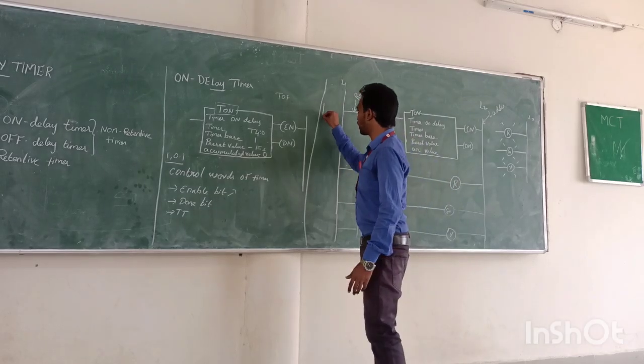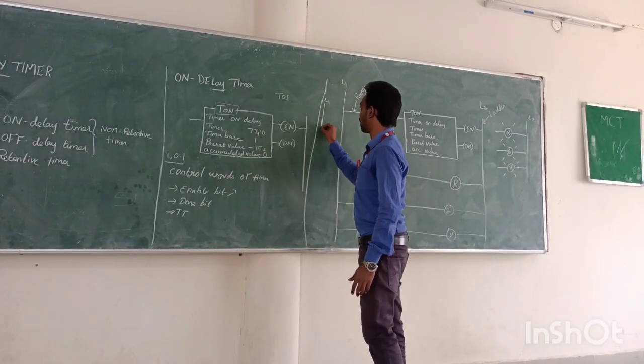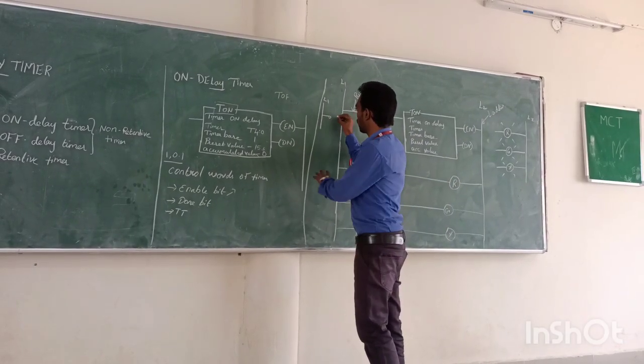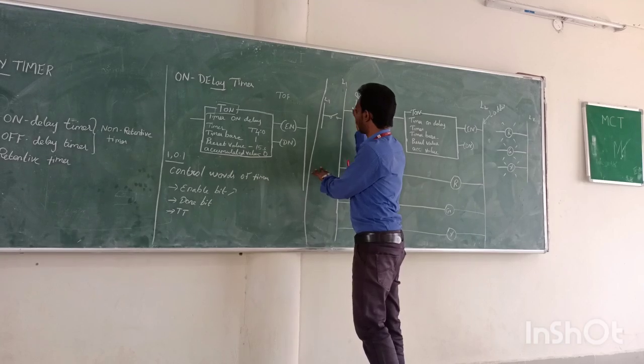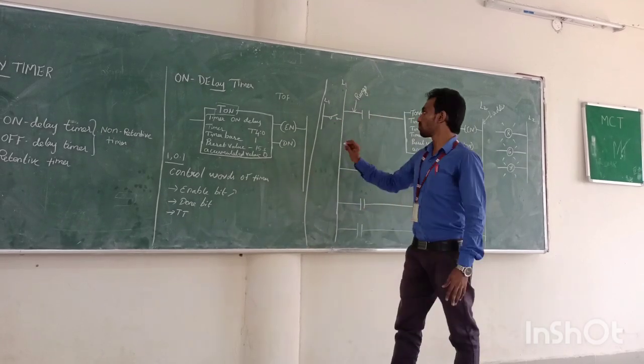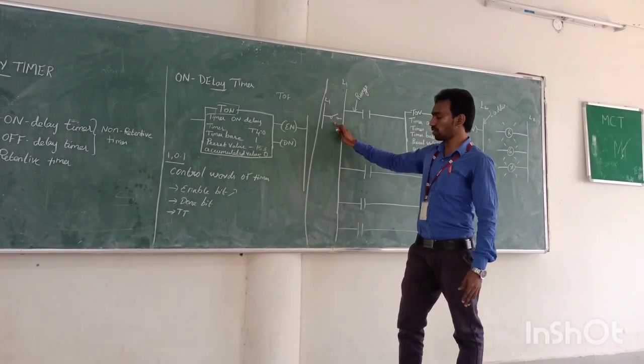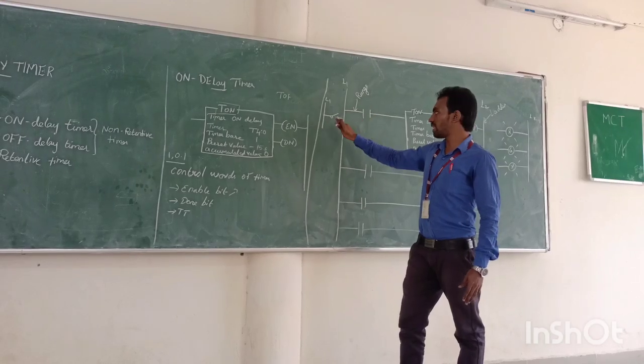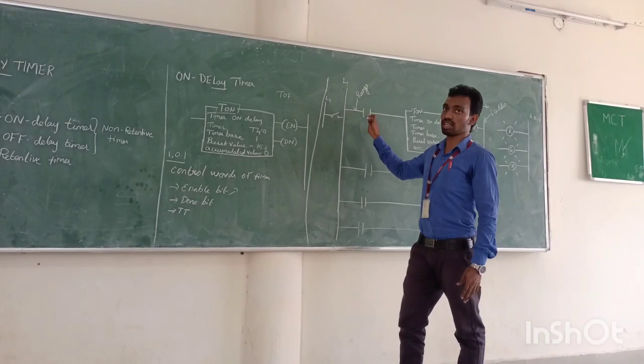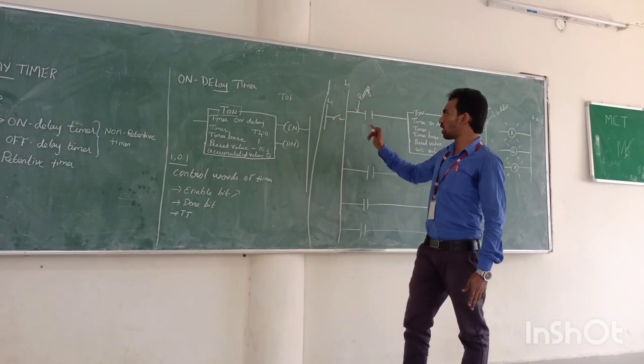So it should be maintained on the right side of the ladder. Here we are using only a limit switch, and its notation is denoted like this. We have to write the address of each and every input and output device.